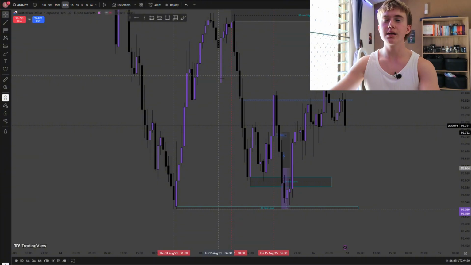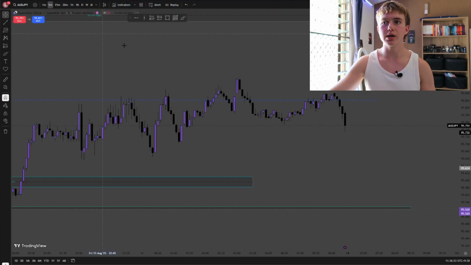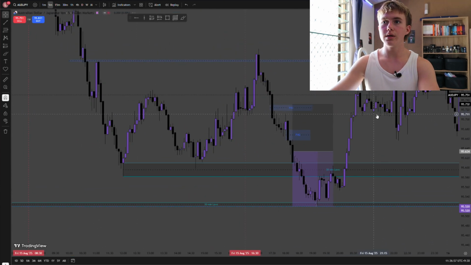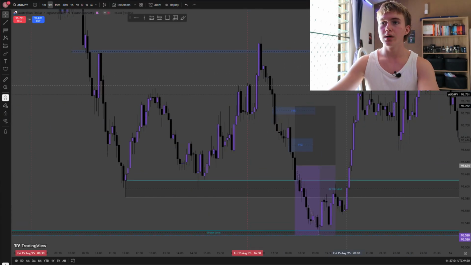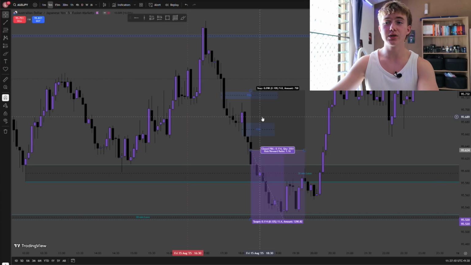But I like to take a lot of my confluence off of the 30-minute and 5-minute and then stick to the 4-hour trend. That's kind of my strategy. And then we had big 5-minute down moves, we broke structure, and there was this fair value gap here, and we were trying to retrace. We didn't get a retracement into it.